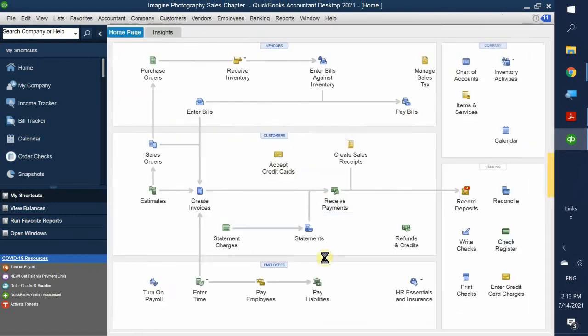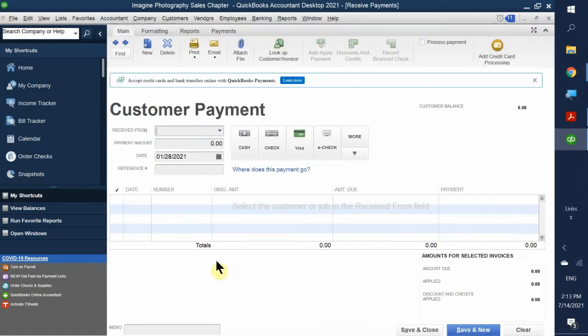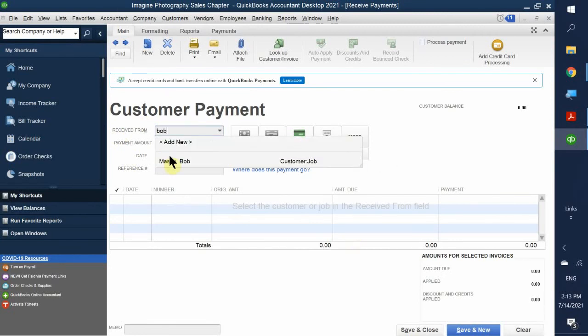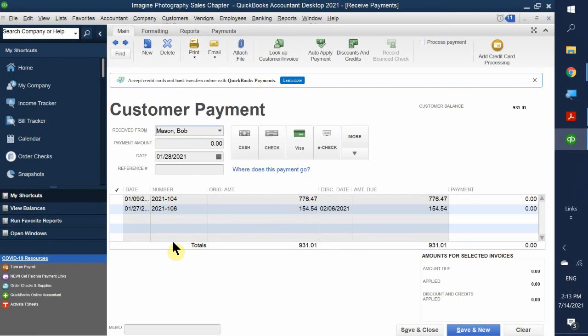Now, let's take a look at this. When we're in this window, I decide to say that Mr. Bob Mason wants to pay, I think, for invoice number 104. Let's double check in the book.